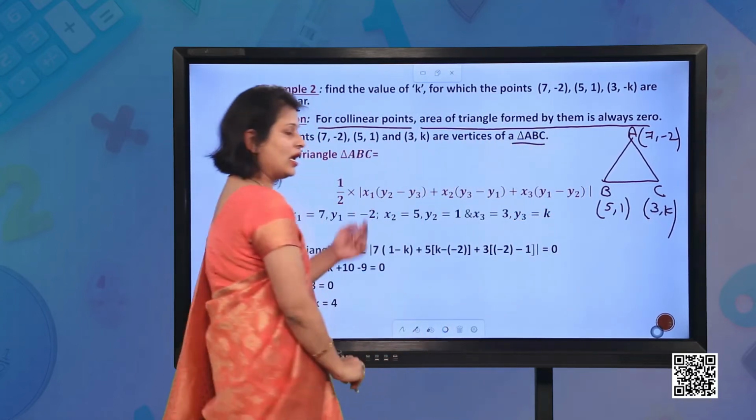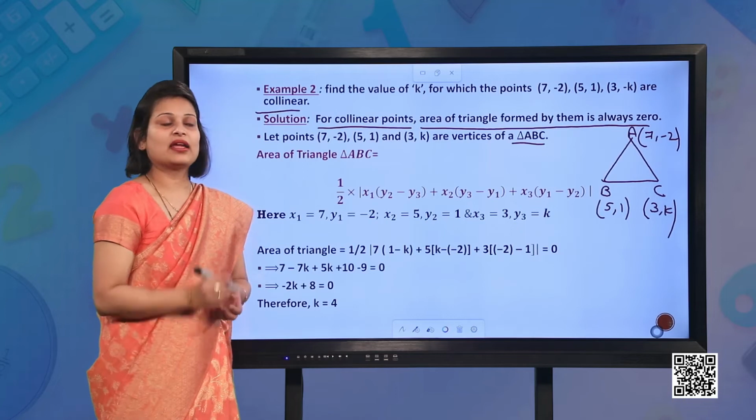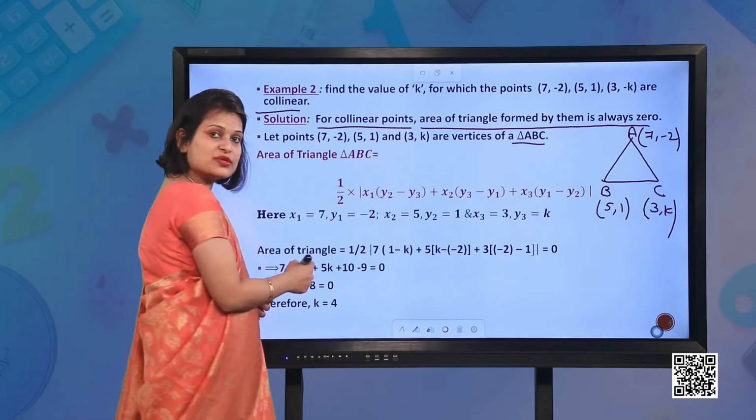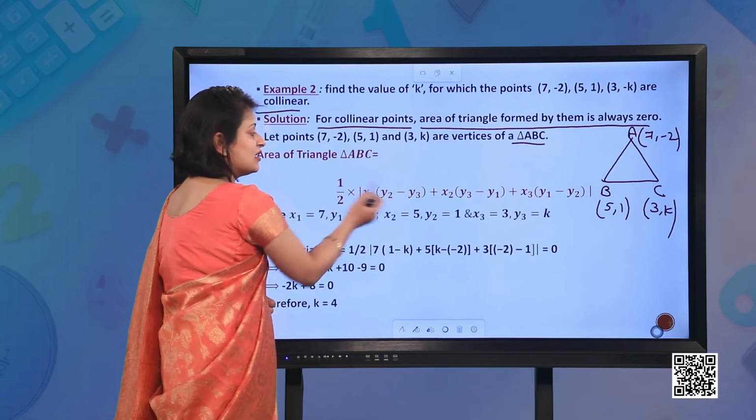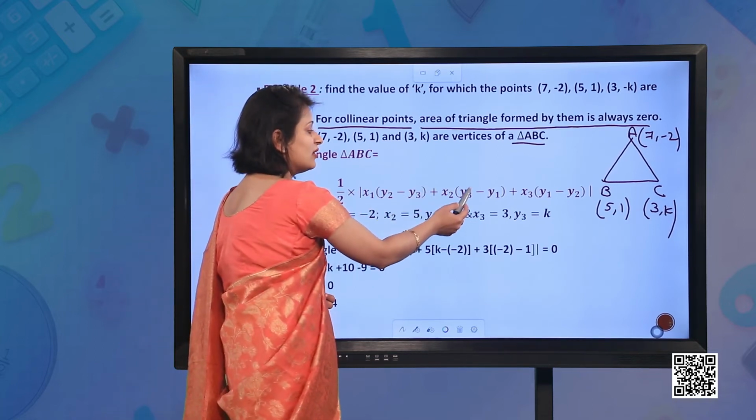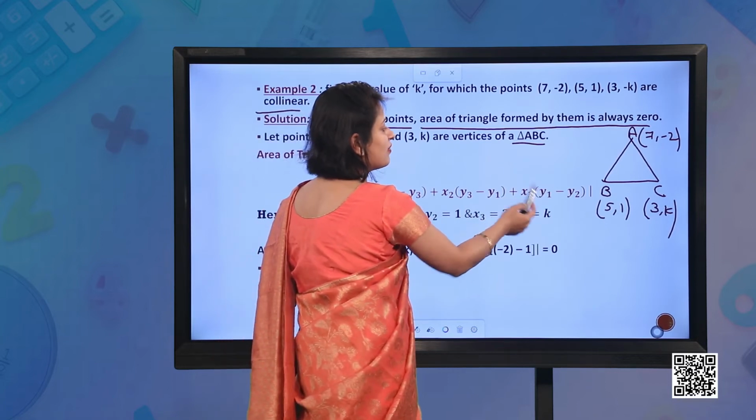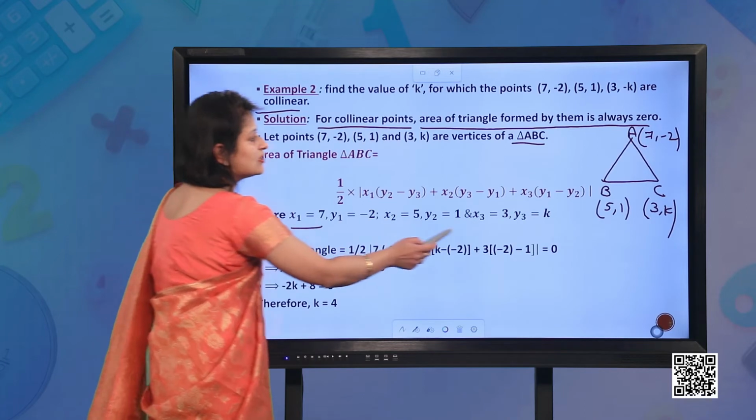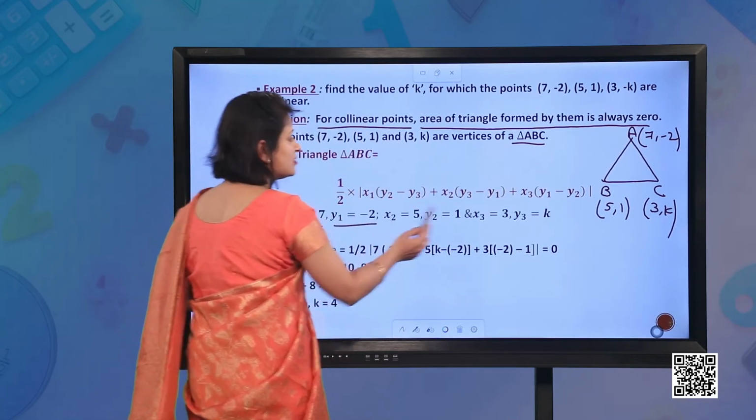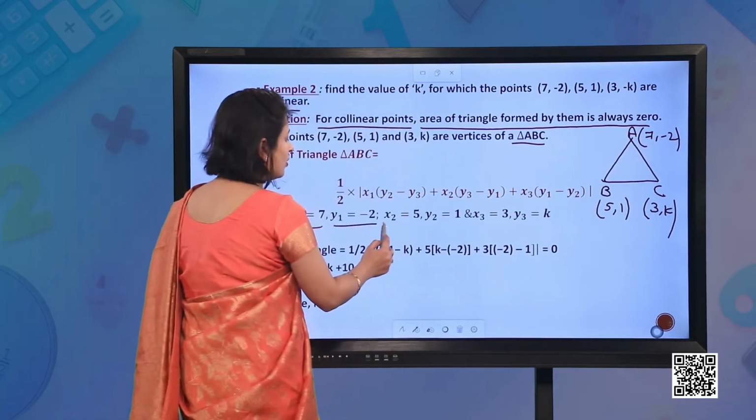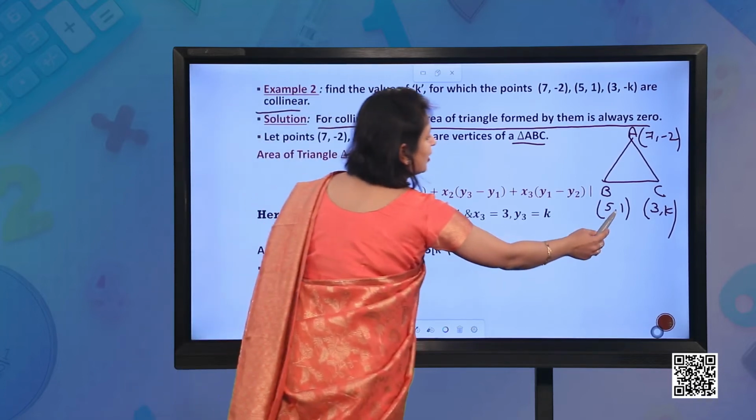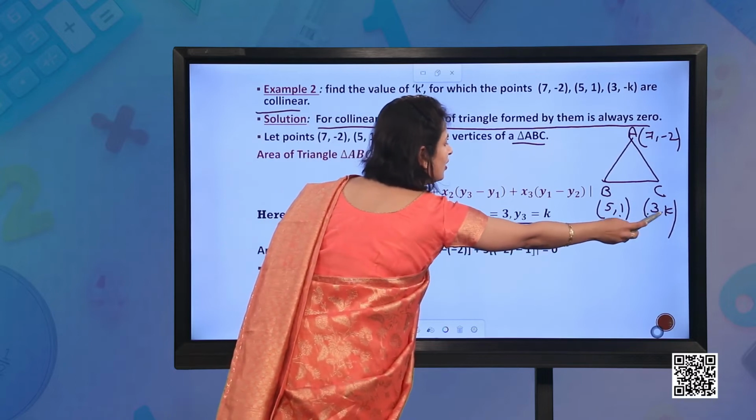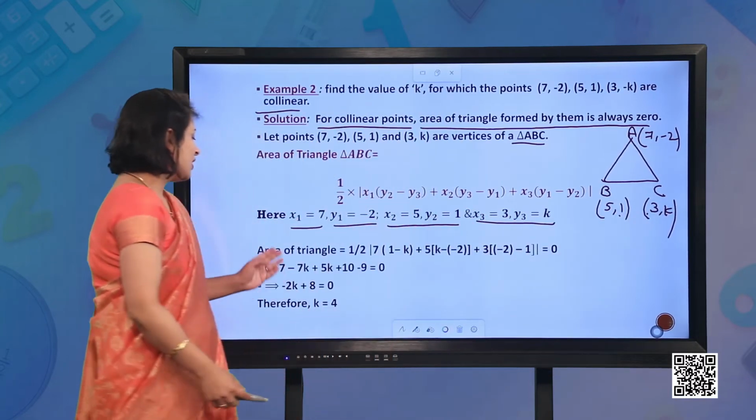Okay. Now you can calculate the area of the triangle by using this formula, which is half into absolute value of x1(y2 - y3) + x2(y3 - y1) + x3(y1 - y2). So here x1 is 7, y1 is -2. Here x2 is 5 and y2 is 1. x3 is 3, y3 is k.